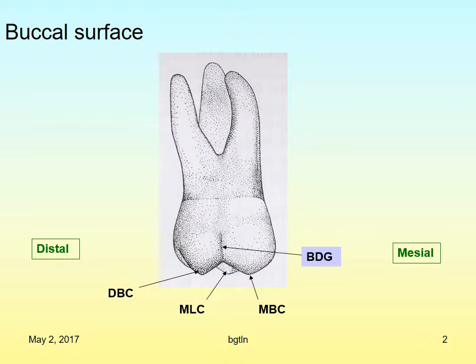as it is the largest cusp on this tooth. And since the buccal developmental groove extends over to the buccal surface of the crown, you can identify the distobuccal groove also.